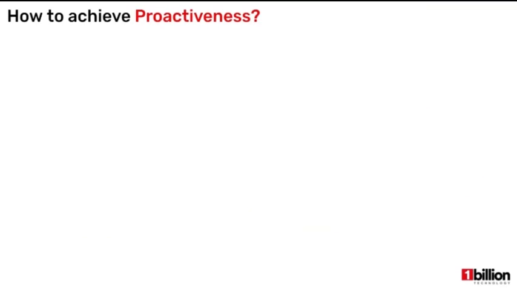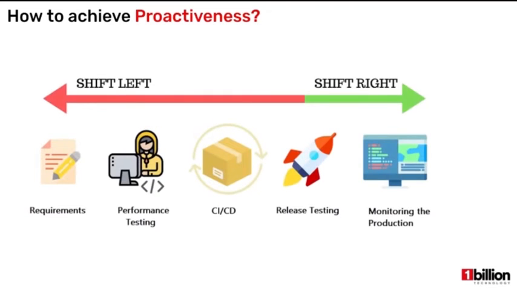How to achieve proactiveness? Basically we have two things: shift left testing and shift right testing. So what is shift left testing? Shift left testing is all about testing as early as possible in the life cycle. For example, gathering user requirements before the designing.